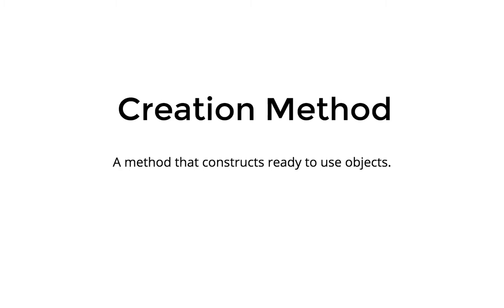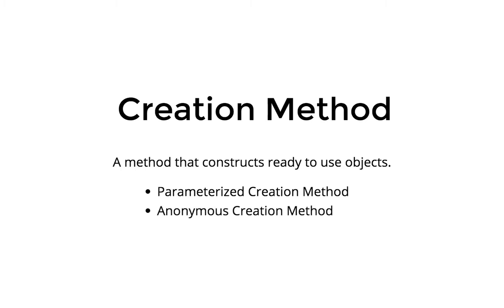A pattern that I found incredibly helpful in correcting both of these issues is creation method. Creation method is a method that constructs ready-to-use objects. Again, there are a few variations of creation method. In practice, I find that my creation methods usually exist as a combination of parameterized and anonymous creation methods, where I provide default values that I can override as necessary.